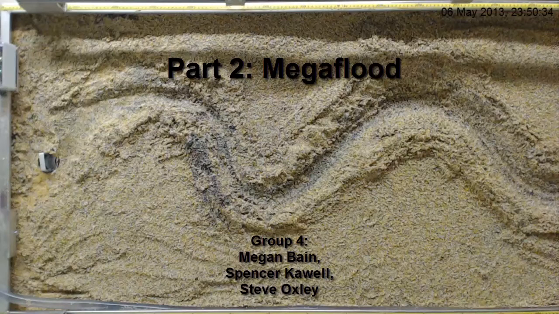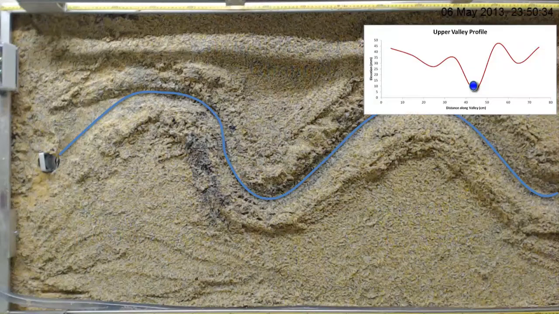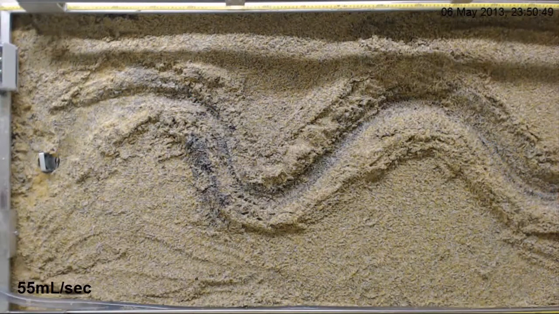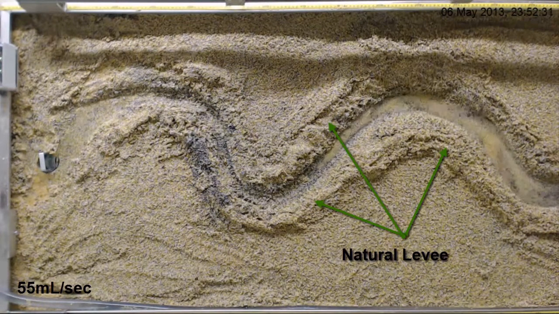In part 2 of this assignment, we were to create a meandering channel to run a Megaflood hydrograph through. We started with a 222 centimeter stream with a sinuosity of 1.3. The profile of the valley showed the right side of the stream floodplain to be a little bit lower than the right side, which comes into play later on in the recording.